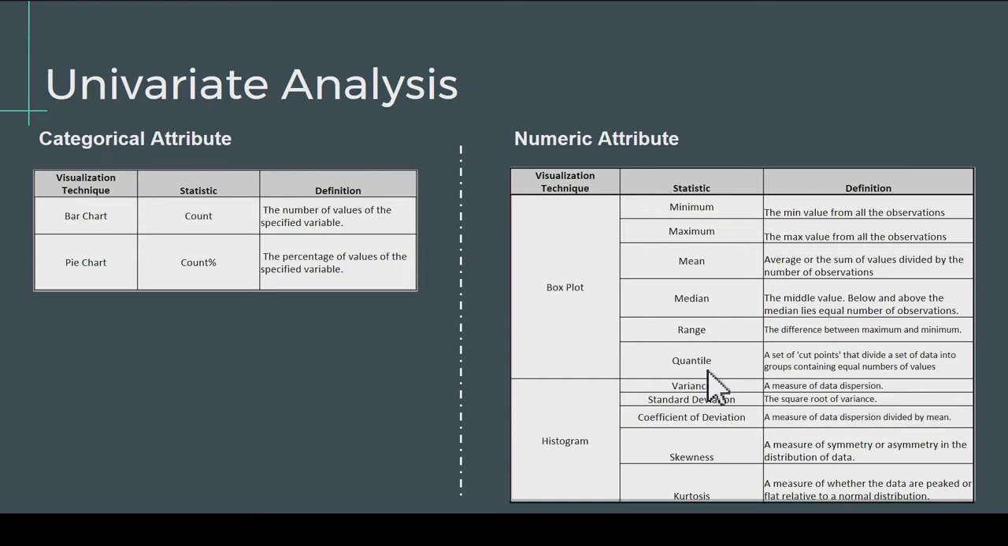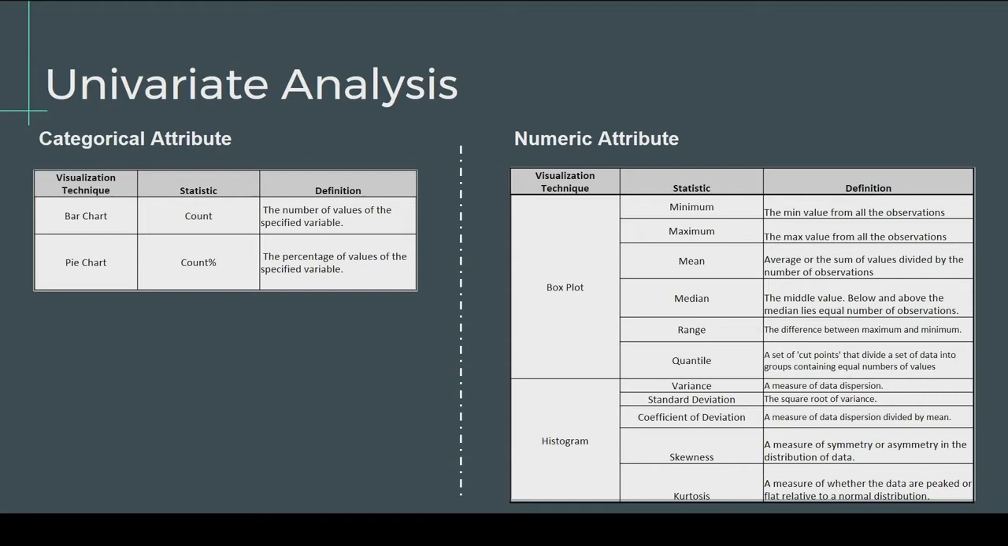So what do these statistics refer to? Minimum, as simple as it sounds, is the minimum value from all the observations. And so is maximum. Maximum is the maximum value of all the observations. Mean is the average, which is the sum of values divided by the number of observations. Median would be the middle value, like the 50th percentile. Range is the difference between the maximum and the minimum, and quantile is a set of cut points that divide a set of data into groups containing an equal number of values.